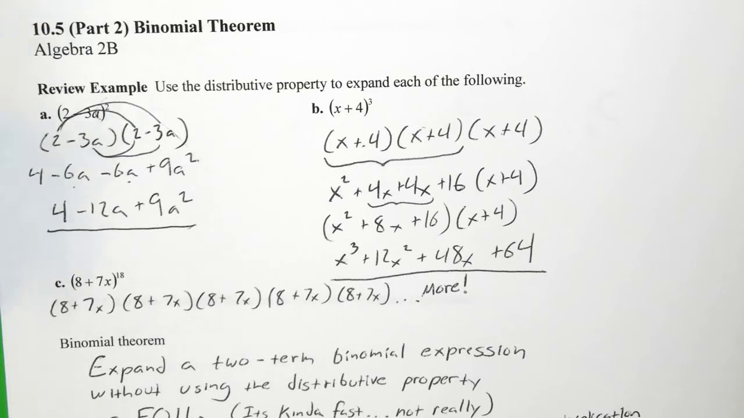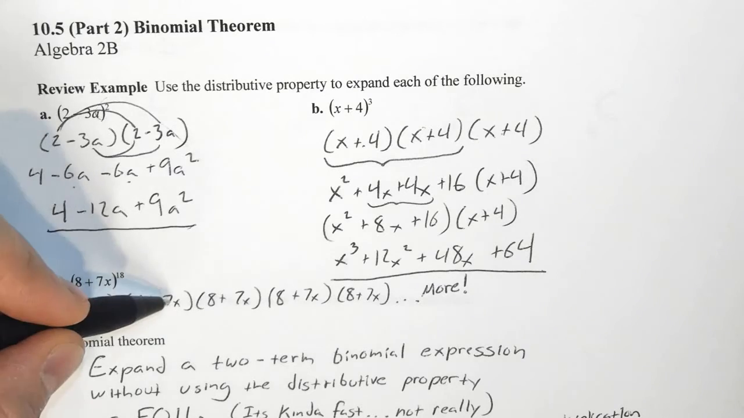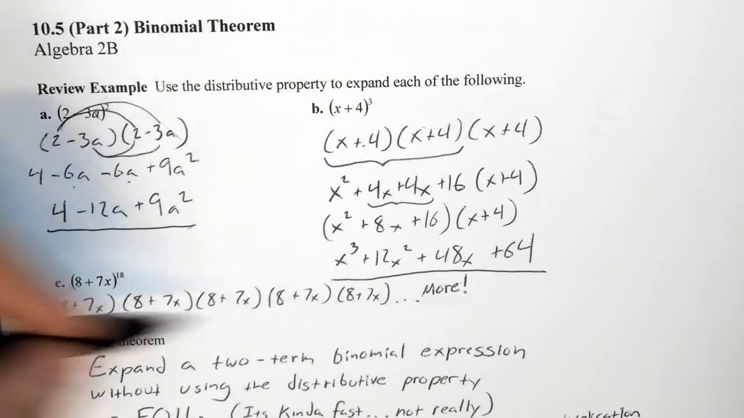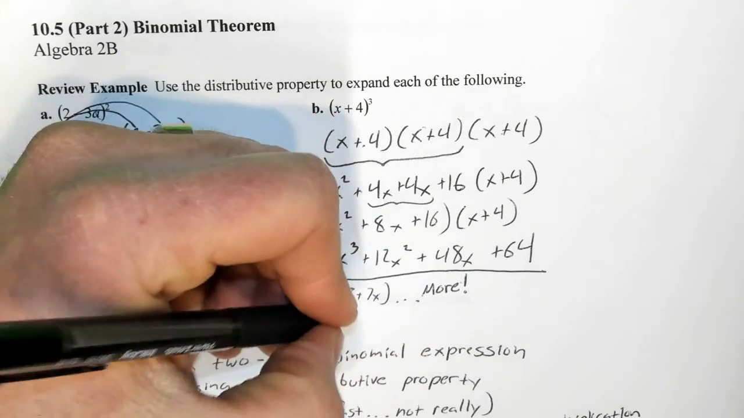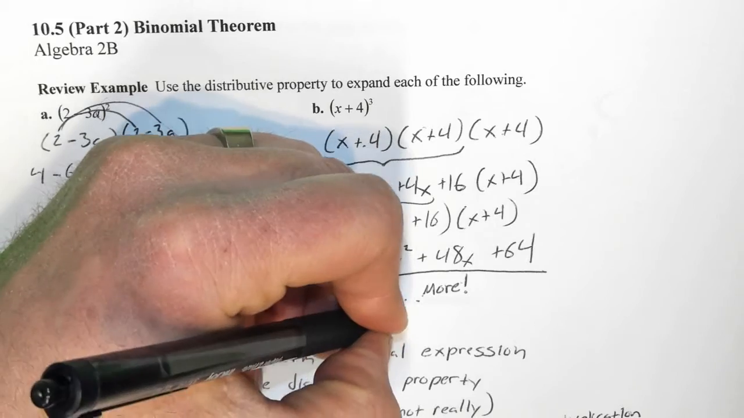Now let's go on to our third and final one right here. This is 8 plus 7x to the power of 18. Now the first step that I would need to do is write this 8 plus 7x 18 times in a row, and then I would need to start multiplying them together. Now honestly, that would take way too long. There's no way that I'm going to be able to do that. It is just too much.